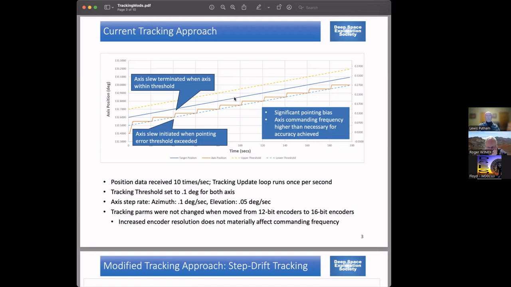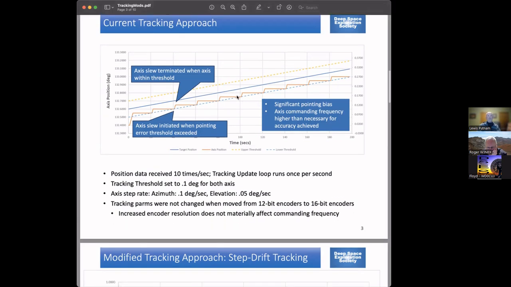So when we went to the 16-bit encoders, we did not change any of these tracking parameters. They're the same as they were. And basically the track works as it did with the 12-bit. The big difference, and it's not really a large difference, is that it can more accurately discern when it crosses the tracking threshold. So we'll go on to the next slide here.